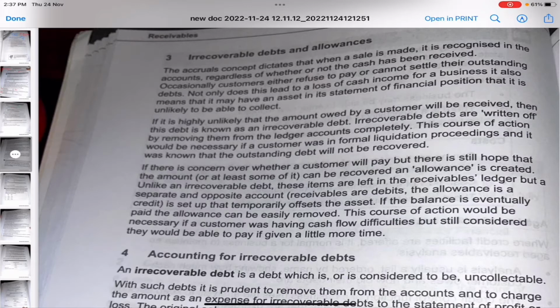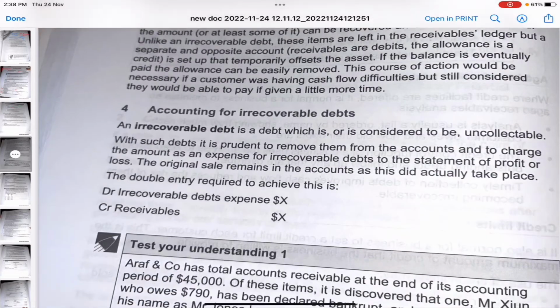If there is concern over whether a customer will pay, but there is still hope that the amount can be recovered, allowances are created. So when we are sure that someone will not pay, we write it off. But if we feel like maybe they might pay, if we have a little bit of hope left, that is the time we create an allowance. Unlike an irrecoverable debt, these items are left in the receivables ledger but in separate and opposite accounts. Don't worry, we will discuss this right now.